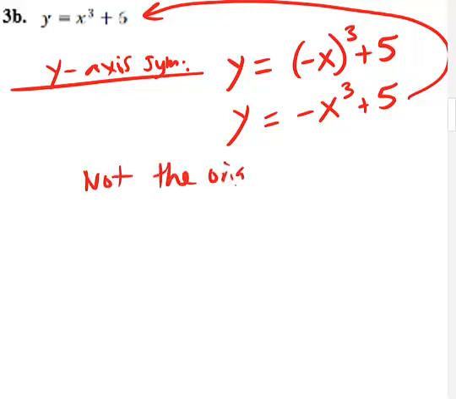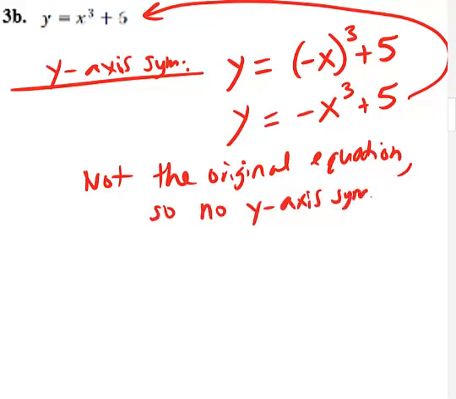It's not the original equation. I guess you're looking to see, does it look untouched, like I didn't do anything to it. So no y-axis symmetry. Now let's try some other kind of symmetry.